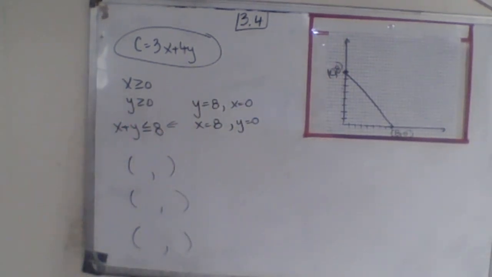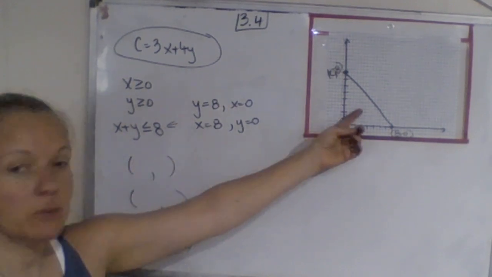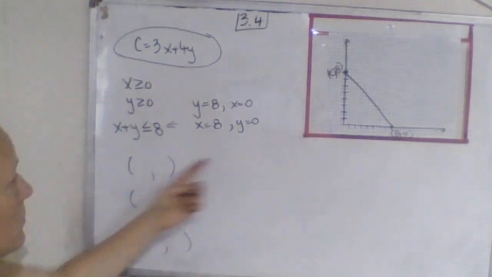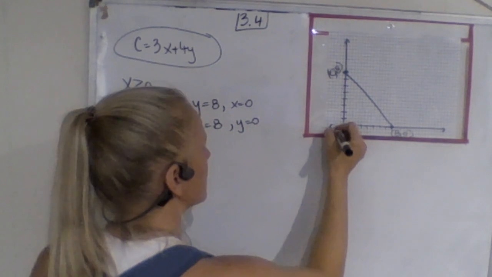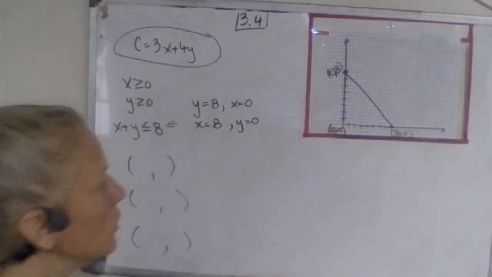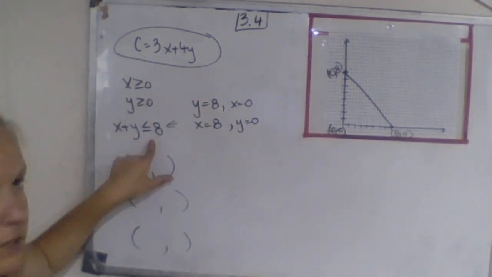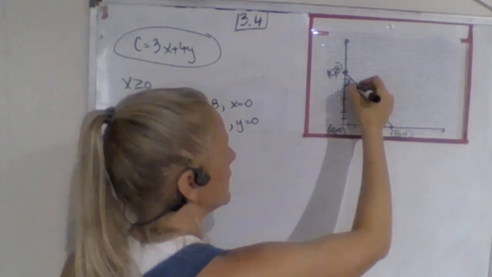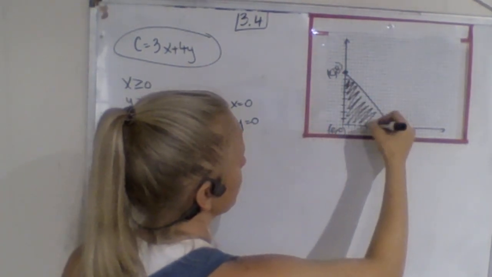I have to see where I shade. This is less than. Technically, we know it's under the line. We want to confirm. We're going to pick the point 0, 0, which is right here, and see if it's involved or not. Well, 0 plus 0 is 0, which is less than 8. This is my shaded area.